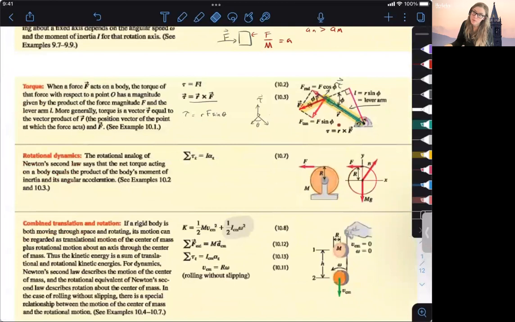We'll talk a little bit more about that. We'll see a few problems today where we deal with the direction of torque. Okay.